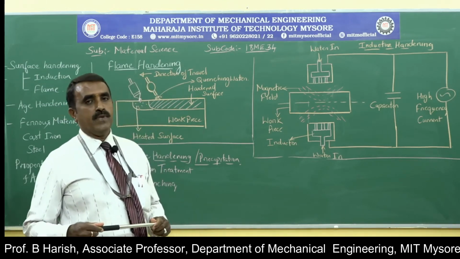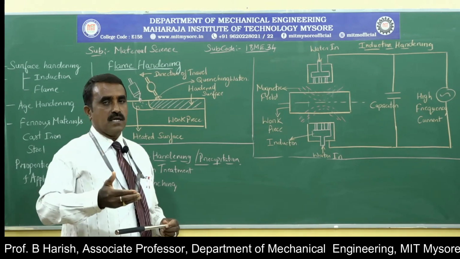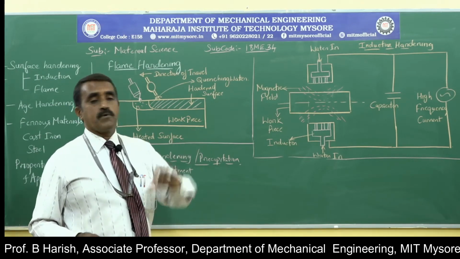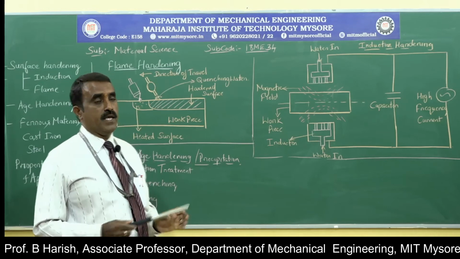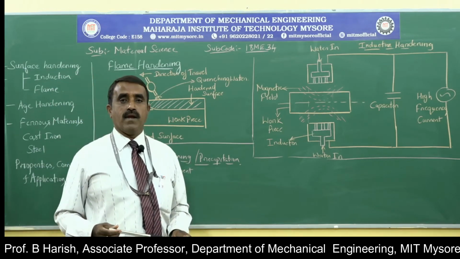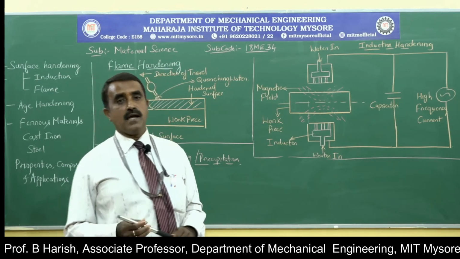So we use a gas flame and water as a quenching medium. Once it is heated, immediate cooling is done, and the surface of the material gets hardened up to a certain depth. That is about the first type of surface hardening, flame hardening. Next we will move to the next type, induction hardening.